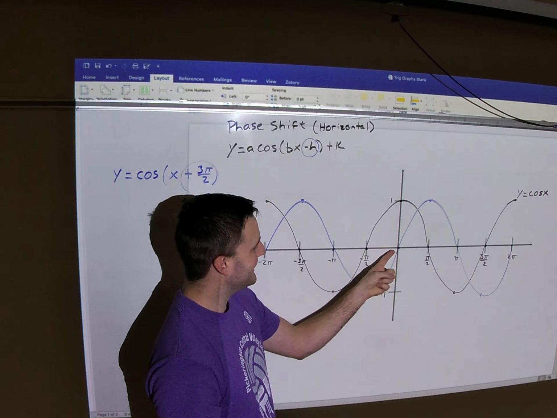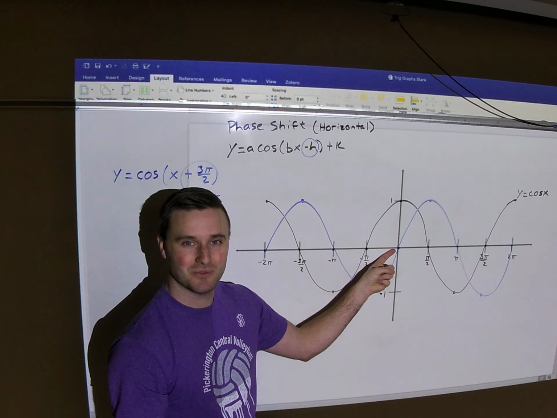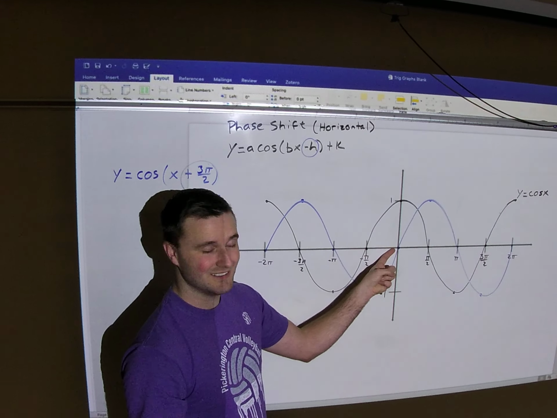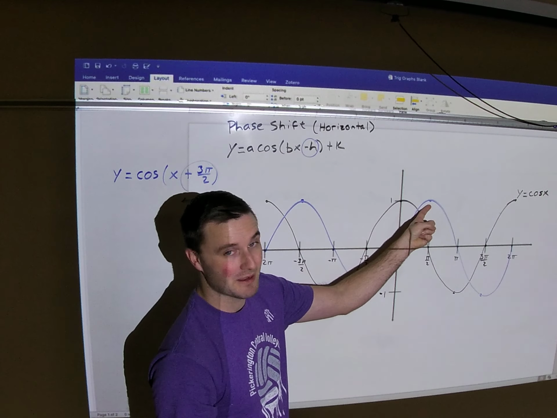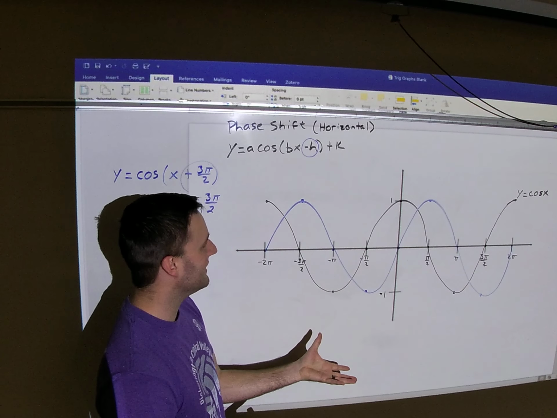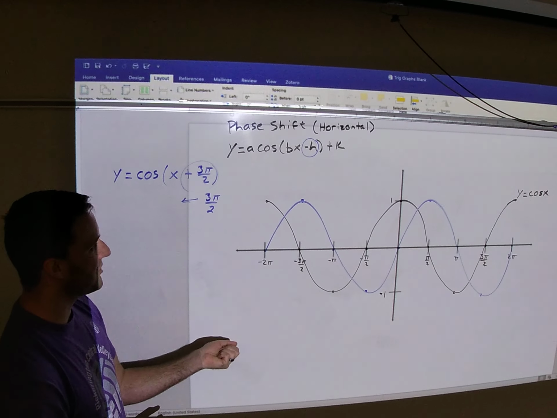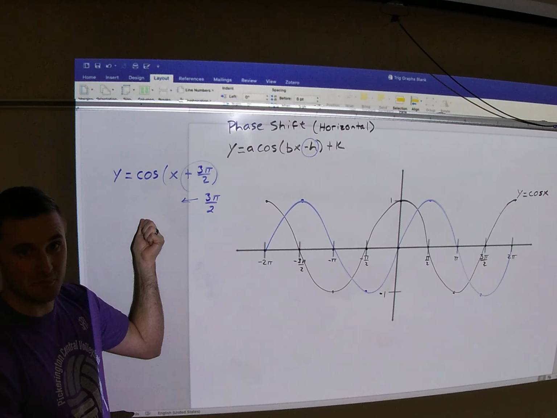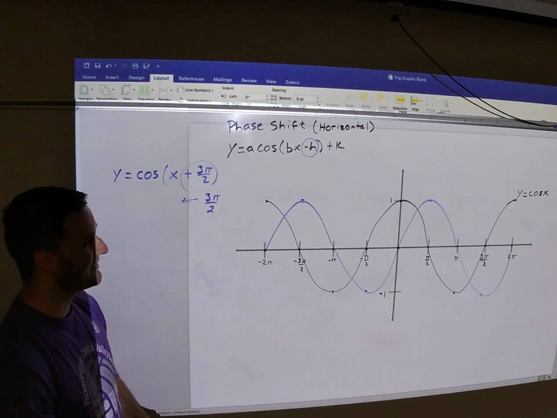Notice how it is actually just our sine function. Our sine function starts at the midline and we go up to our maximum. And so it's kind of funny that the cosine function shifted a distance left of 3 pi over 2, then it becomes the sine function.